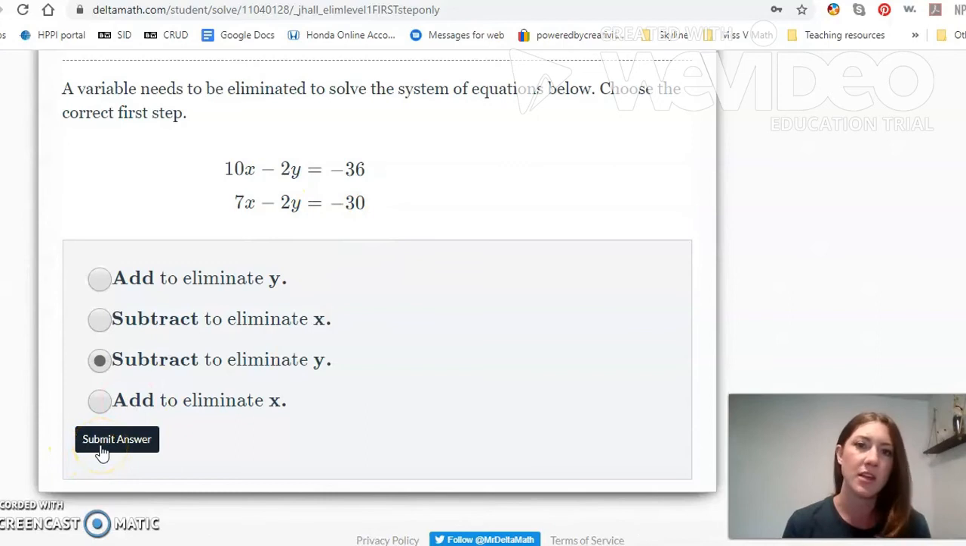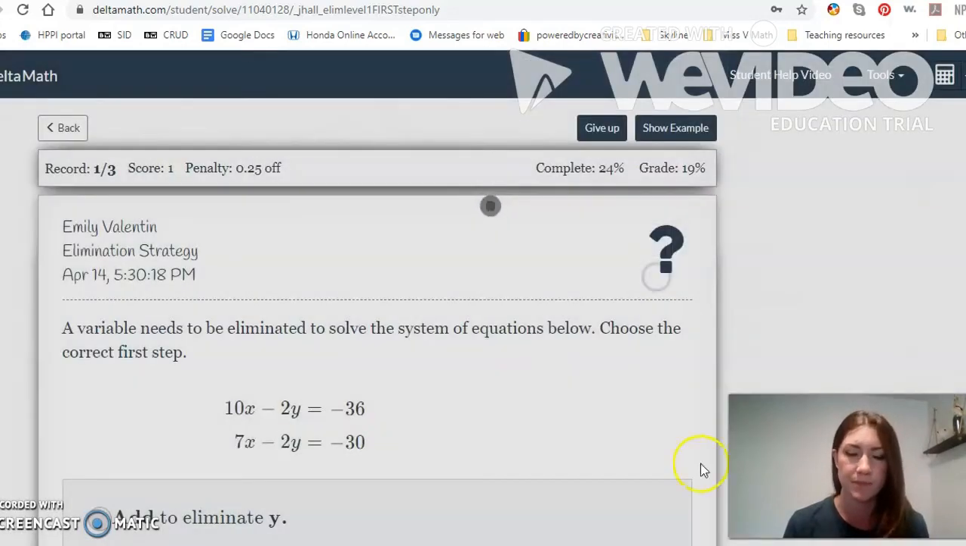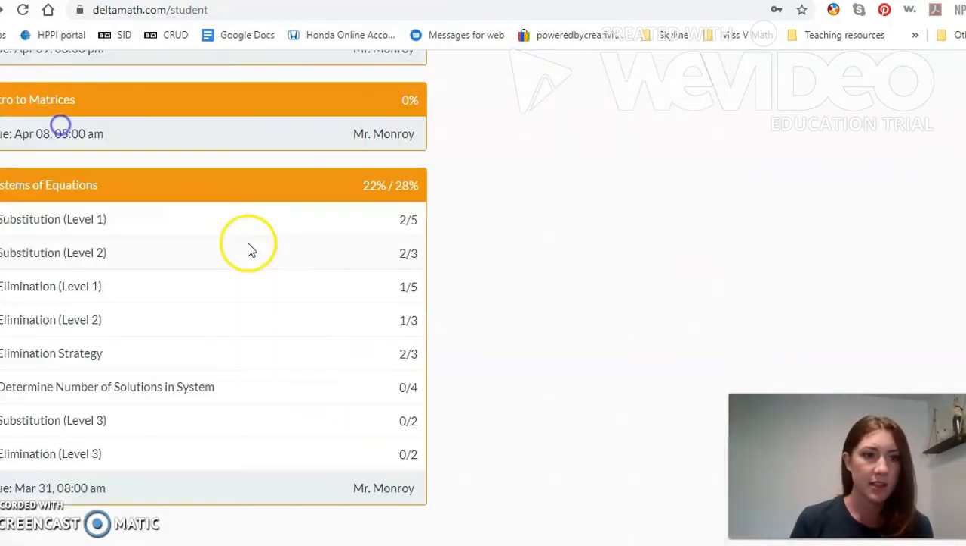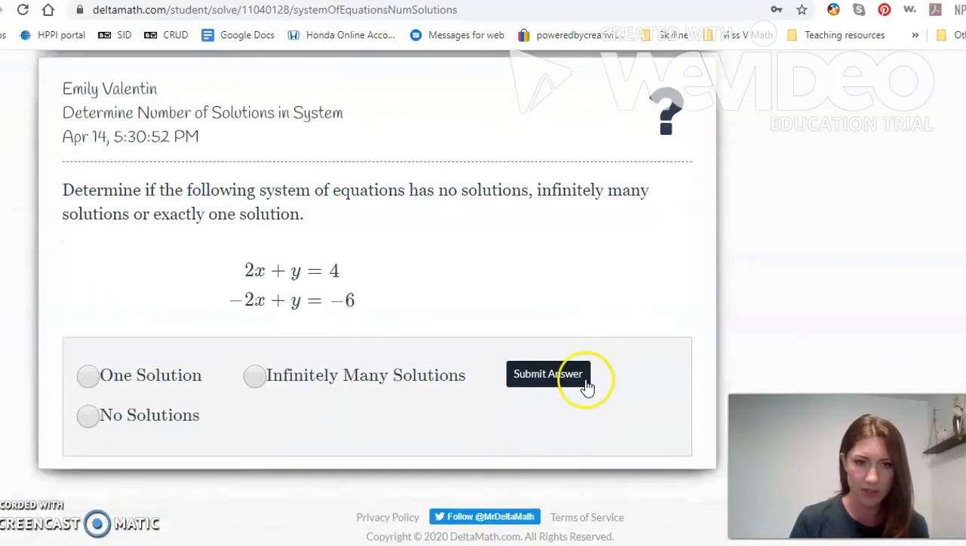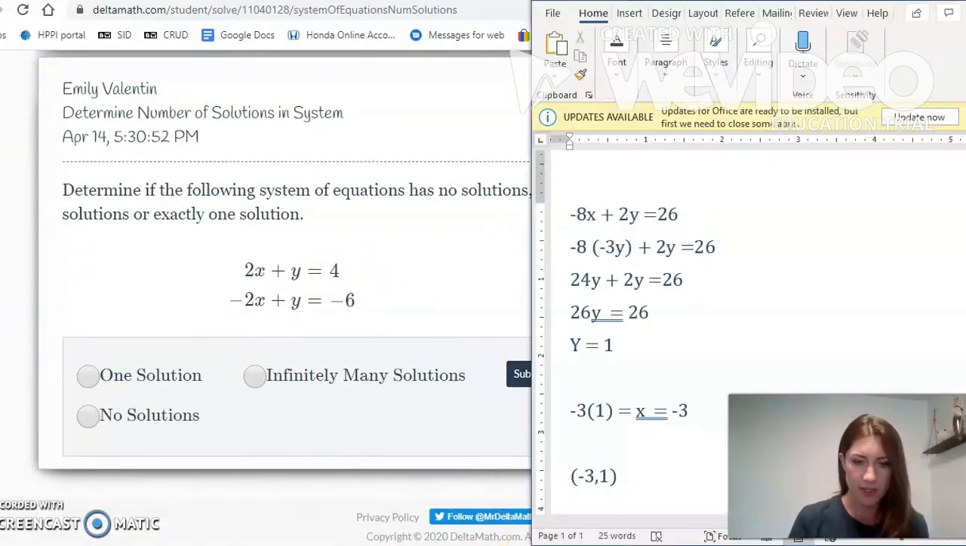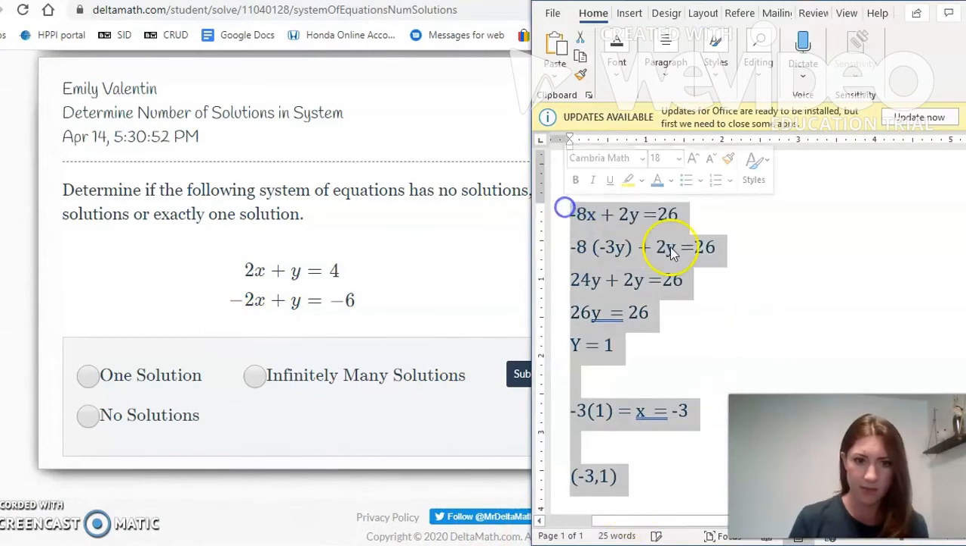If you added them, you would just have more negatives. All right, so determine the number of solutions was what came next. So for this, I'm going to go ahead and attempt to solve.